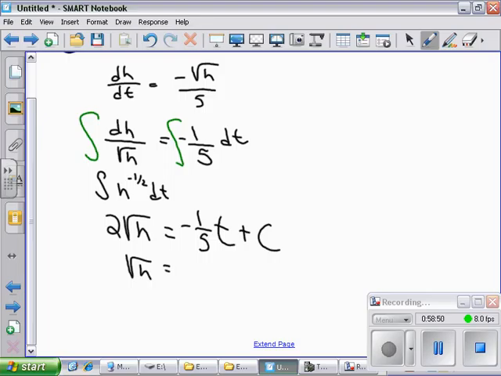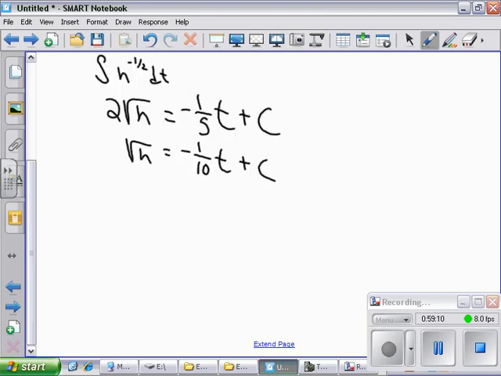Well, we wouldn't take the square root, we would square, right? But if I divide through by 2, what is the coefficient of t going to be now? Because you're dividing by 2, negative a fifth over 2 should be a tenth. And you leave the plus c, because now it's a different c. Until you find it, you can keep on a plus c. And now we're going to use our point. So t is 0, h is 17.